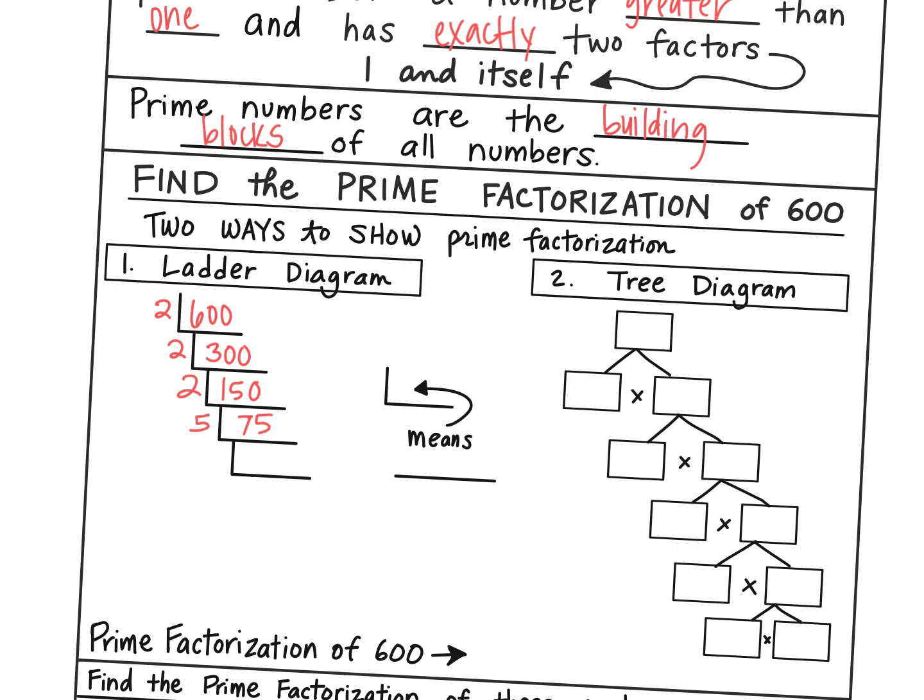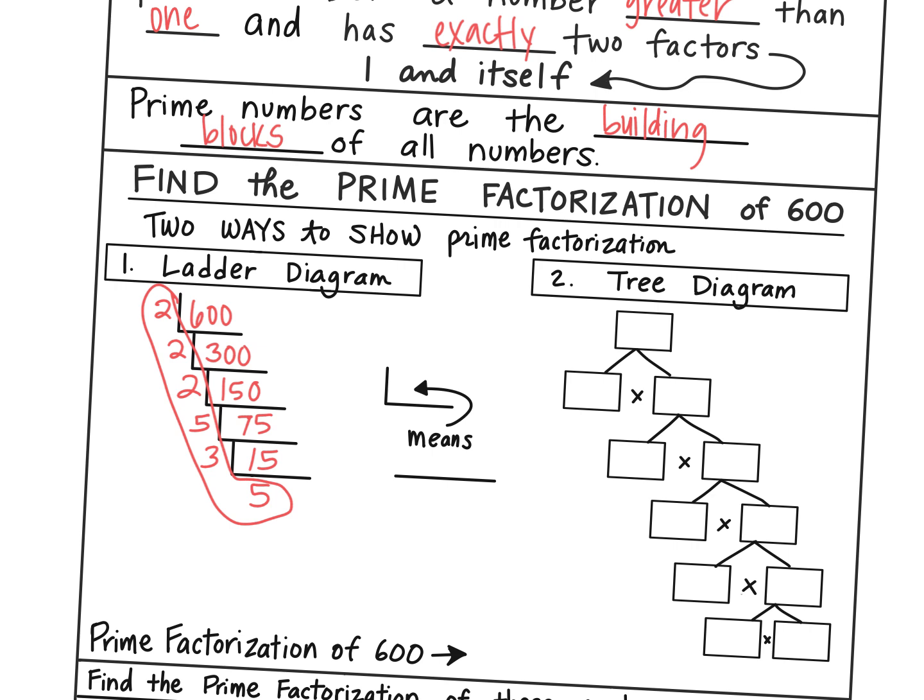75 divided by 5 is 15. I could also have done 75 divided by 3 to get 25, or 75 divided by 25 if I wanted to, but I like to use small numbers. Now 15 divided by 3 is 5, or I could have done 15 divided by 5 is 3. It doesn't really matter because I'm going to take all of these numbers. It kind of makes a little hockey stick. And this is my prime factorization.